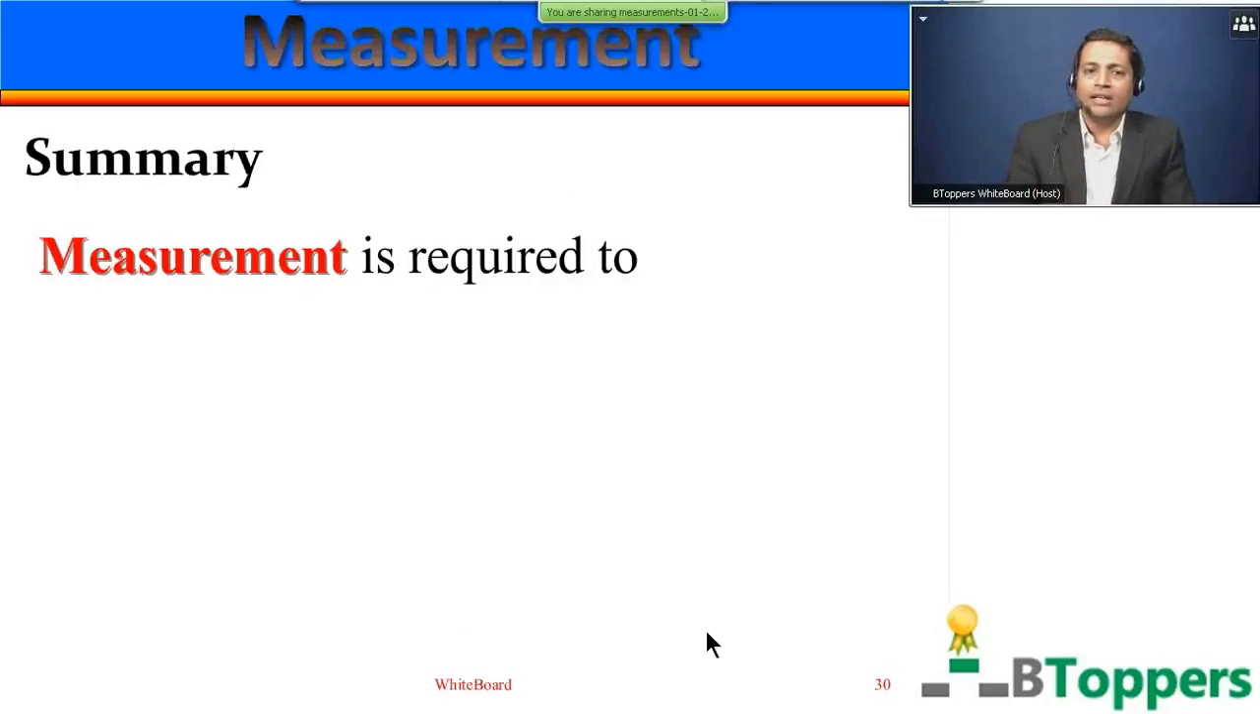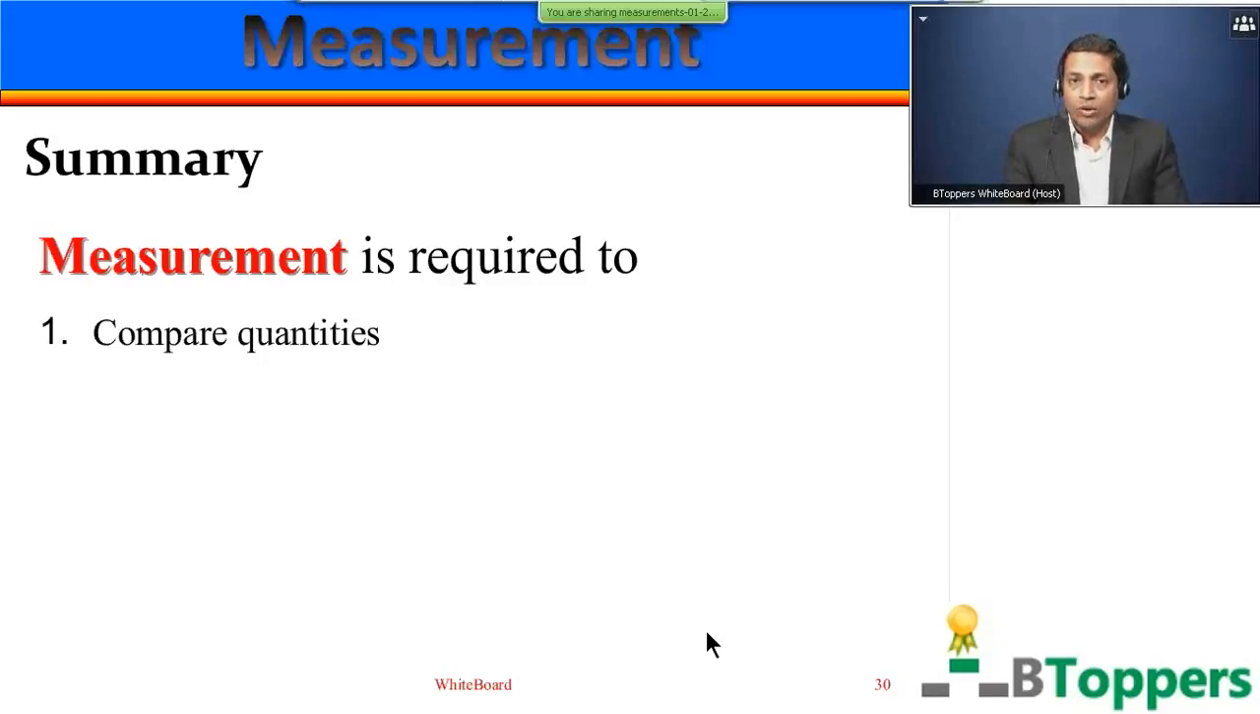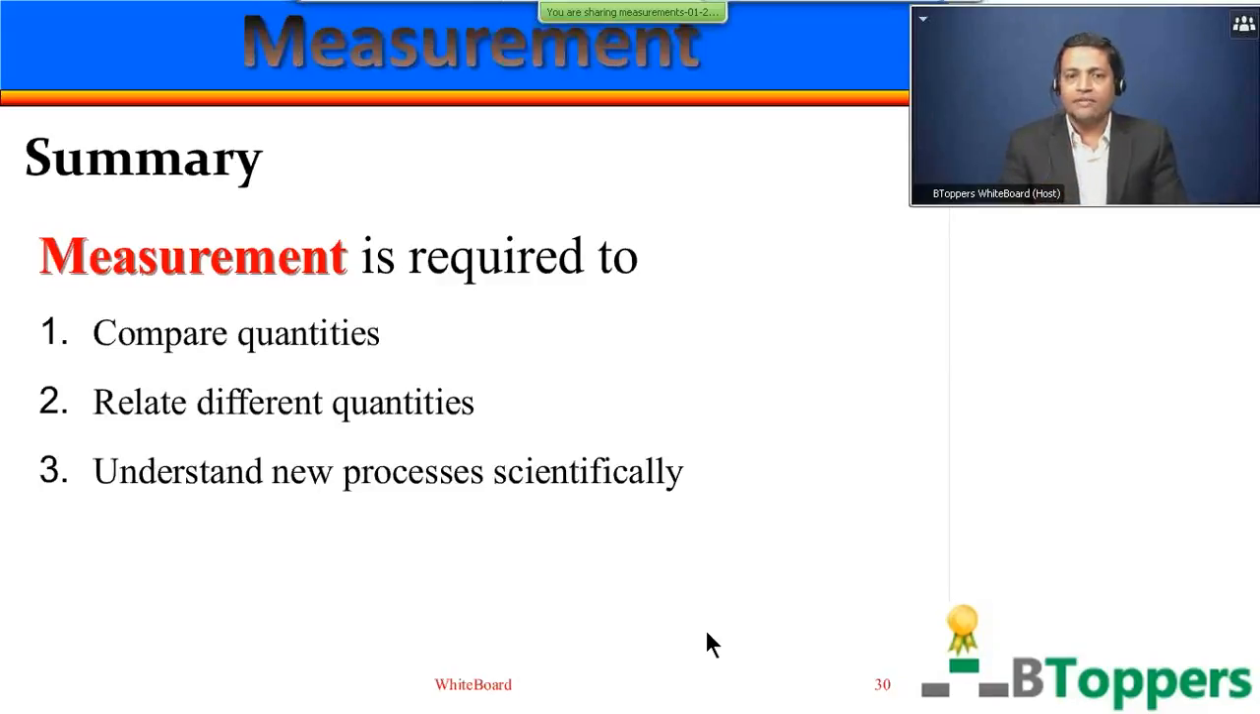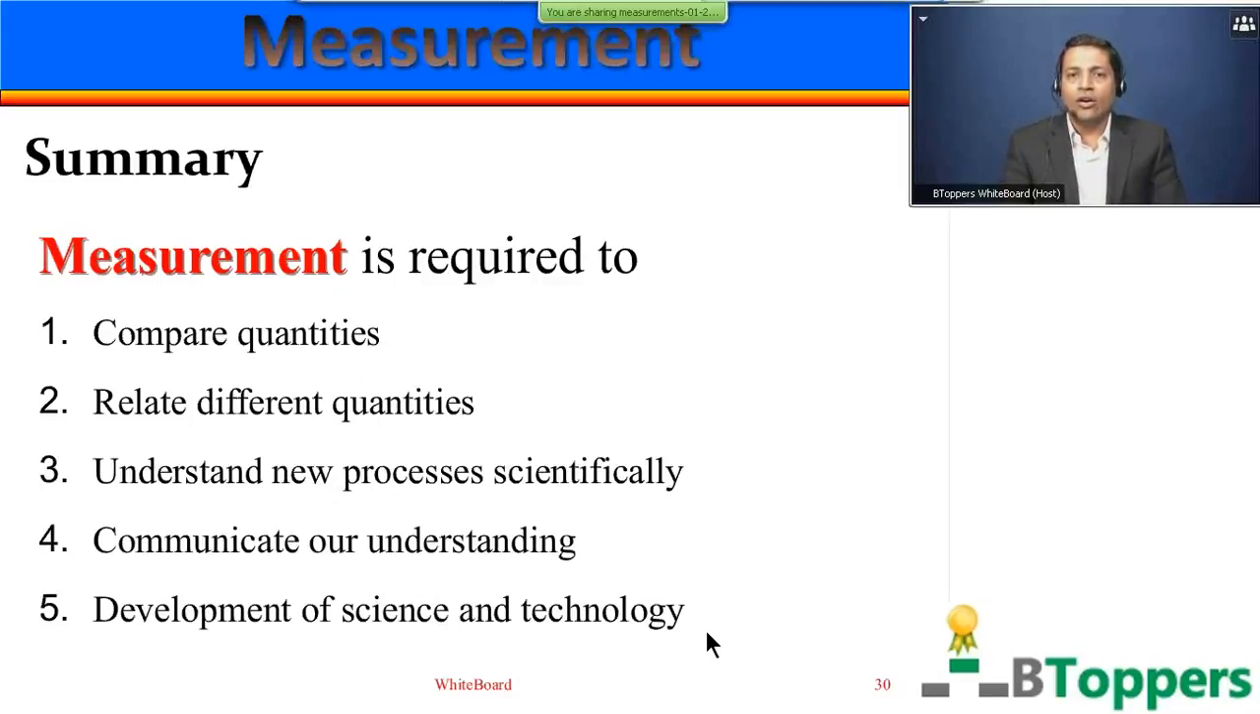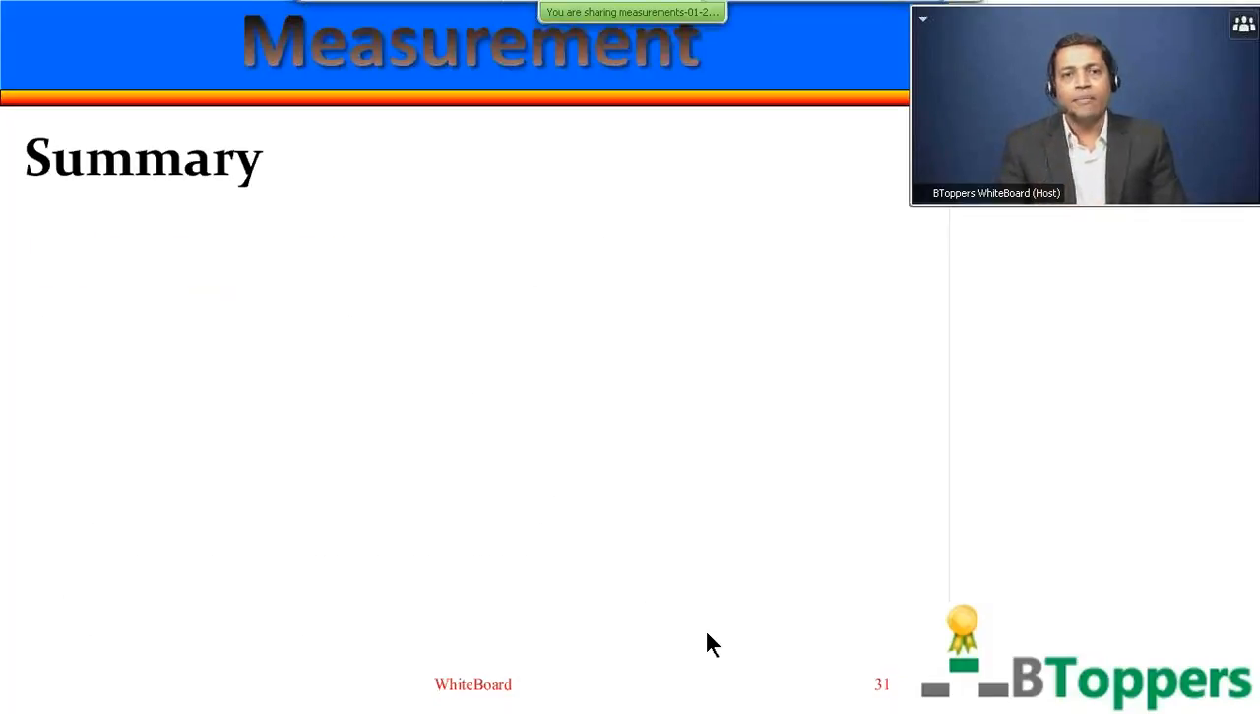Now let us summarize what we have done till now. We have seen what is measurement. But then why do we have to do measurements? Measurement is required to compare quantities. We have seen that in numerical examples, to find out the relation between different quantities, to understand new processes scientifically, and to communicate our understanding, and all this will lead to the development of science and technology. This is why we need measurement.